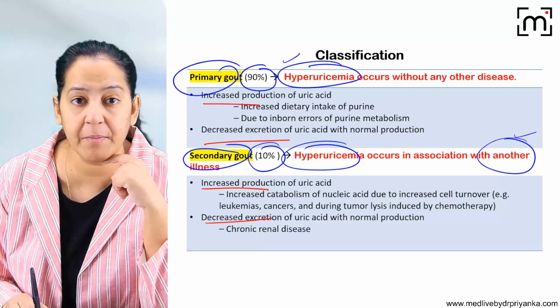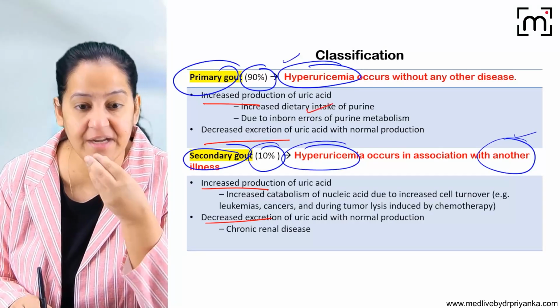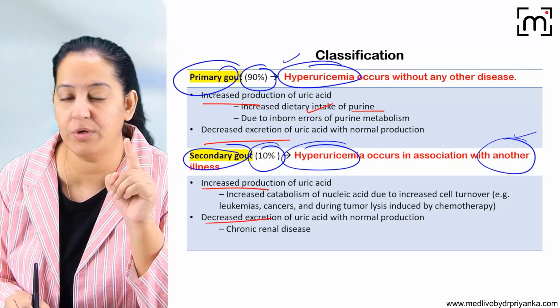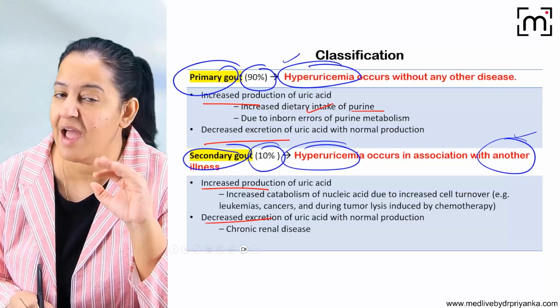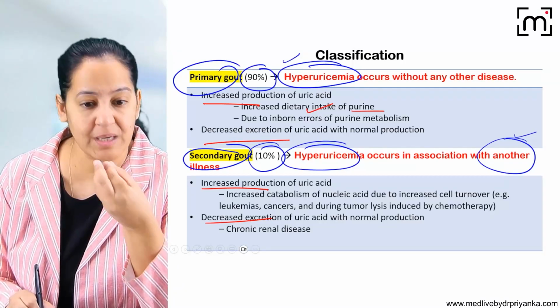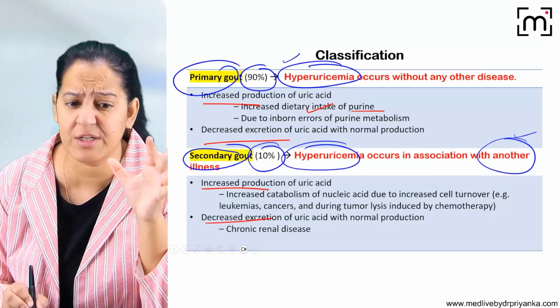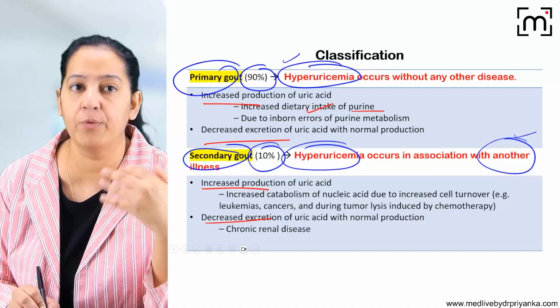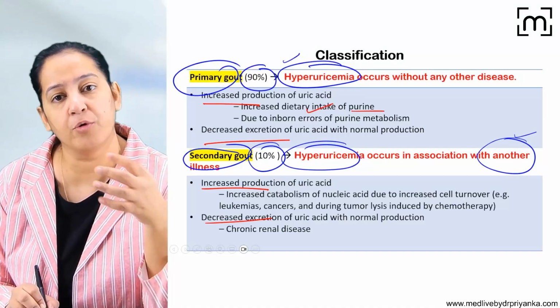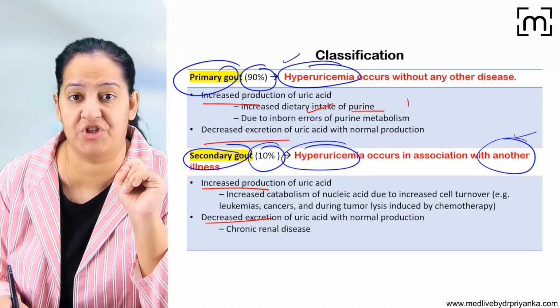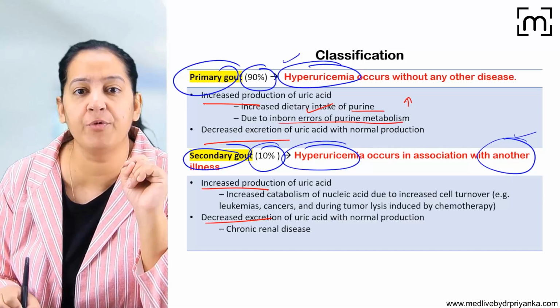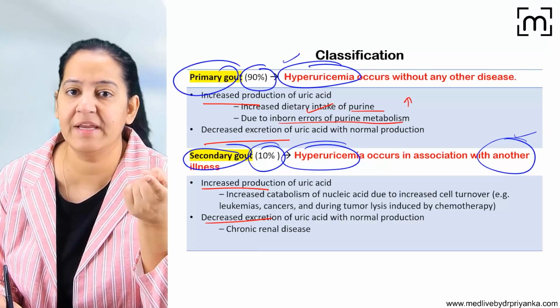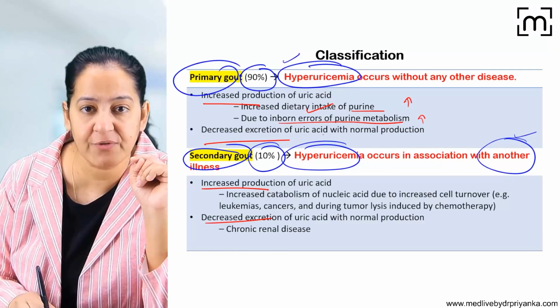So why will the production be more? Either there is increased dietary intake of purine. I'm saying uric acid is the end product of purine metabolism. So someone eating a diet which is very rich in purine, more and more purine will be metabolized and more uric acid will be formed. So that is increased production. Or there is an inborn error of purine metabolism, which also leads to increased production. Or there is decreased excretion.